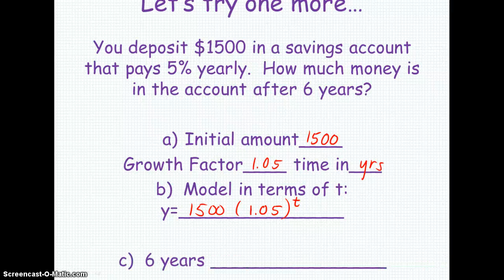And in this case, if I'm trying to figure out after 6 years how much money would be in there, we can type it in our calculator. Remember your order of operations again. 1.05 to the 6th times 1,500. And after 6 years, you would have $2,010.14.